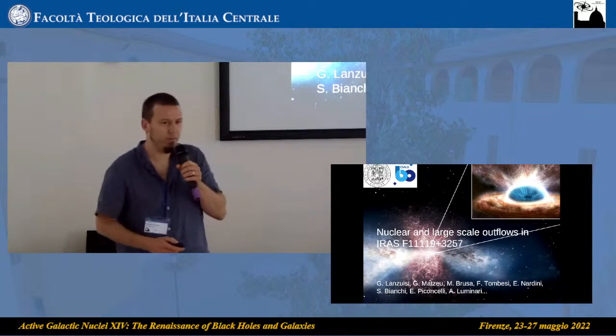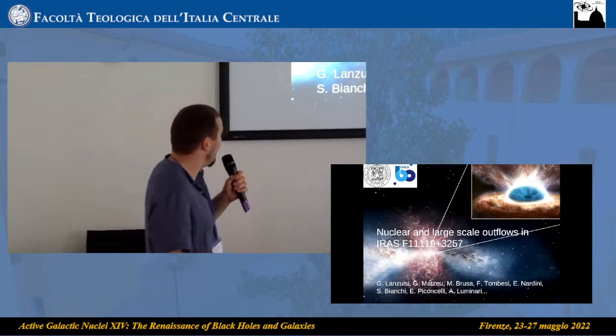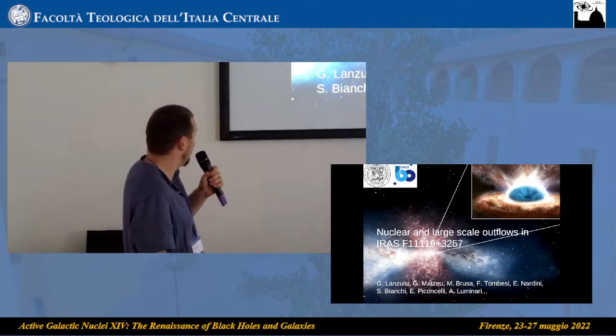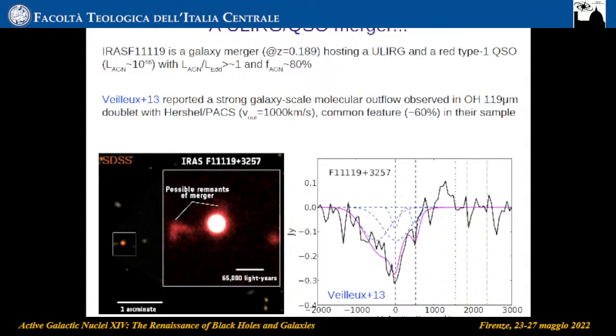Okay, I hope you can hear me. I'm going to present new results on mainly the nuclear outflow in IRAS F11119. Maybe the name doesn't tell you much, but this is quite a famous and important source in the framework of AGN feedback and AGN galaxy coevolution. It started its career as a rather normal galaxy merger at redshift almost 0.2, hosting a ULIRG, a very powerful QSO, accreting almost at the Eddington limit.